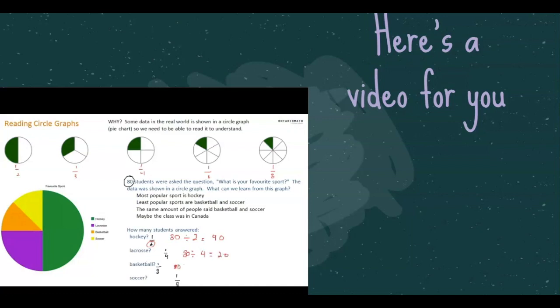Same thing. 80 students divided by 8 equals 10. And 80 students divided by 8 equals 10. So 40 students said hockey, 20 students said lacrosse, 10 students said basketball, and 10 students said soccer. We can always double check because if we add them up, 40 plus 20 plus 10 plus 10 equals 80, and that's the amount of students.